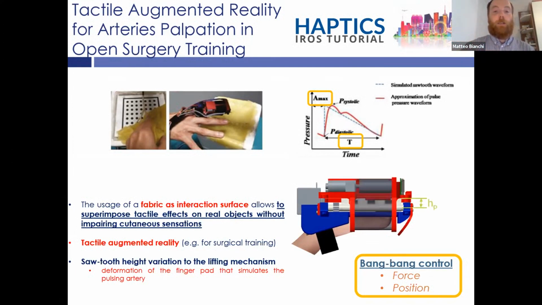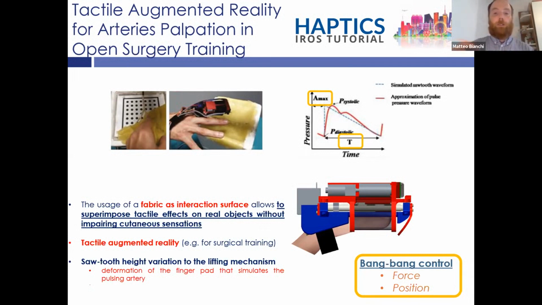And here you can see the system, and here you can see what we try to simulate: the approximation of a pulse pressure waveform and the simulated waveform that we implemented in our system using a bang-bang control.